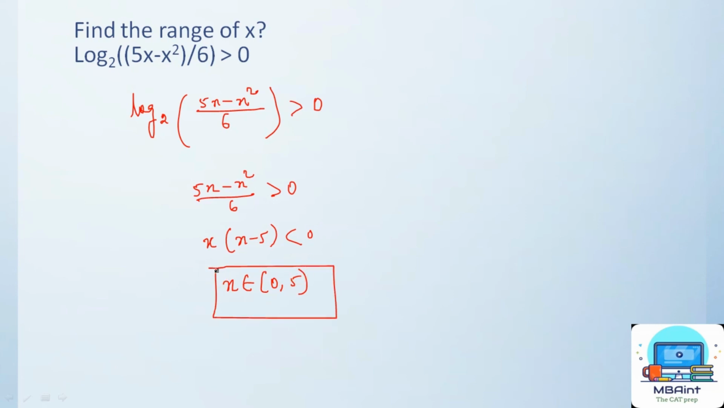I have my domain. So the next step, by now you should be very thorough with this, is removing the log and solving the inequality. So let's do this second step parallelly here. This is (5x minus x square) upon 6, and this is 2 to the power 0, which is nothing but 1 here. Now, after solving this, again the sign will flip due to the variable having a negative sign. So let's see how we do this.